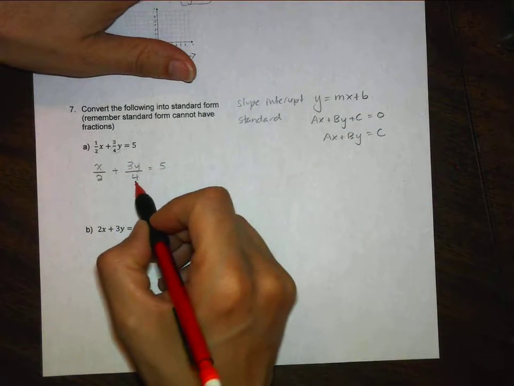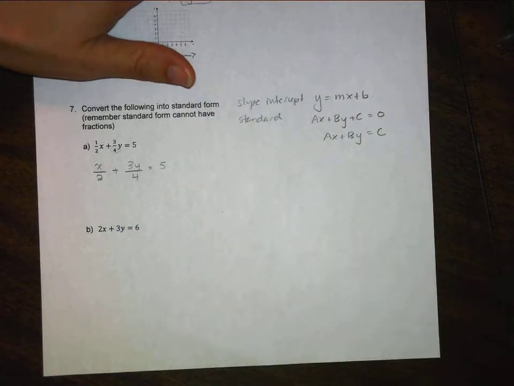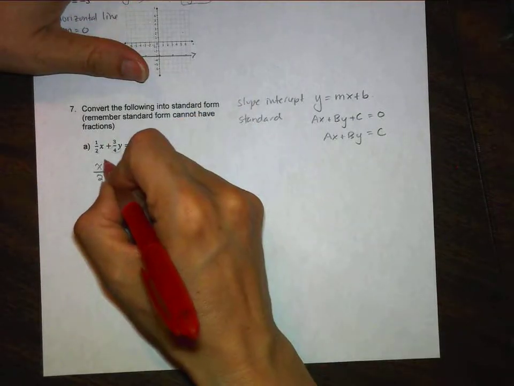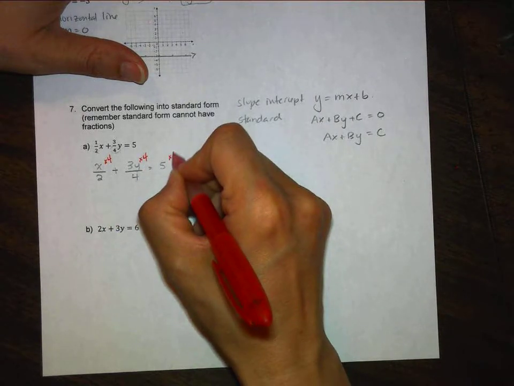So if I want to get rid of 4, I think I'm going to multiply by 4, and I'm going to do that to every single term. There's 3 terms in this. So I'm going to multiply by 4 by this term, and this term.